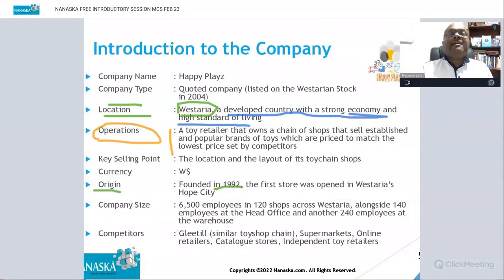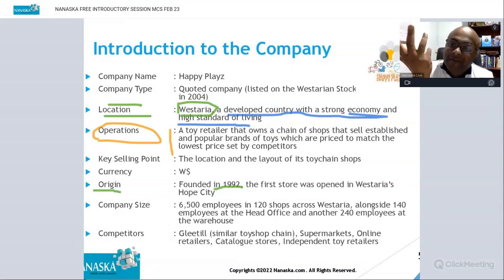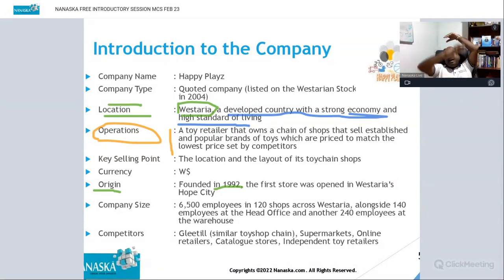We are a toy retailer. We retail toys. They don't say we are a manufacturer and retailer. So I think we might not be manufacturing. We may have outsourced manufacturing. Let's read it. A toy retailer that owns a chain of shops that sell established and popular brands of toys. Oh my gosh. We are selling the toys of other brands, not my brand only.